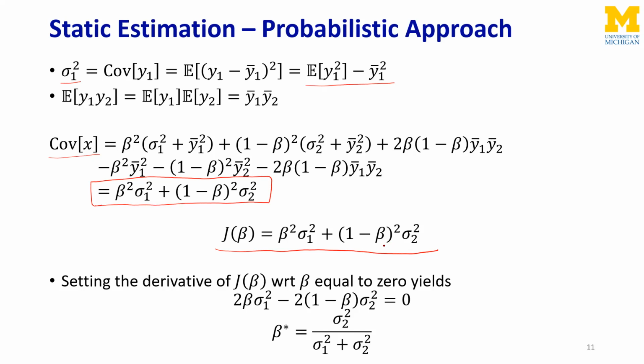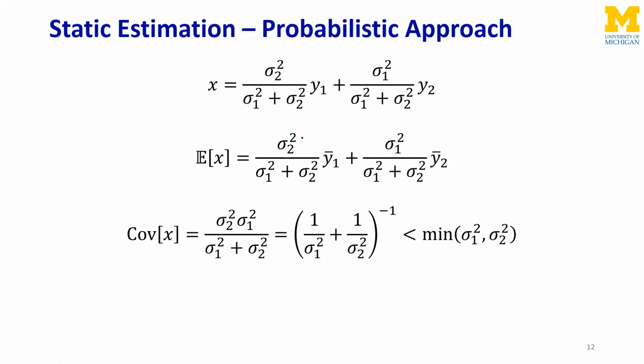And of course, 1 minus beta star is given by sigma 1 squared over sigma 1 squared plus sigma 2 squared. Okay, so we are already seeing that we are getting expressions which are similar to the expressions we got in the previous case.